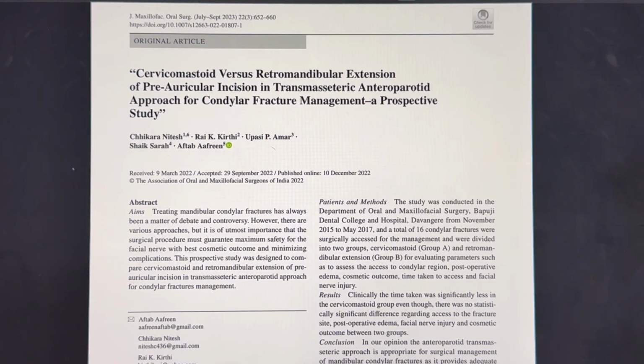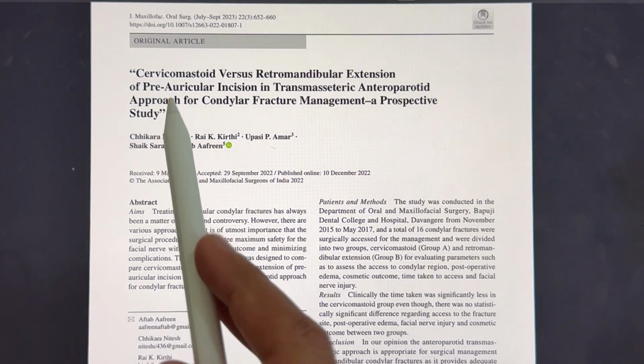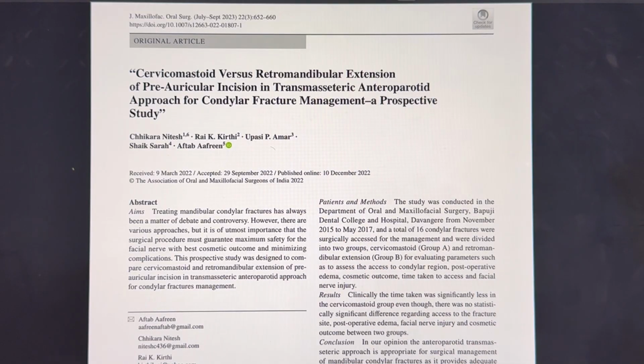So there is one more part which I wanted to mention. The question might arise to you, which of those three incisions or the three downward extensions are better? For that you're free to peruse the literature. There is a lot of literature on which approach is better, and there are various authors who say according to them. So this is a recent article which I found very useful, and in this they are comparing the cervicomastoid versus the retromandibular extension for the preauricular incision.